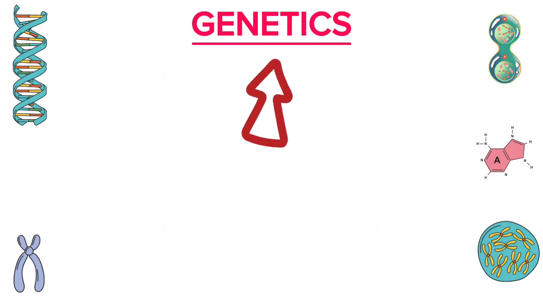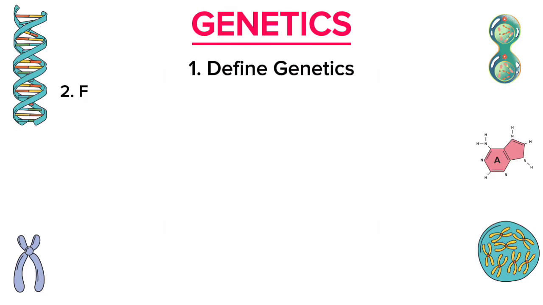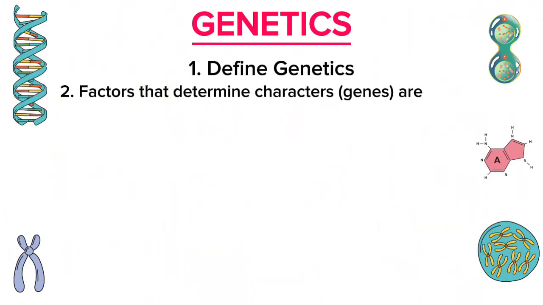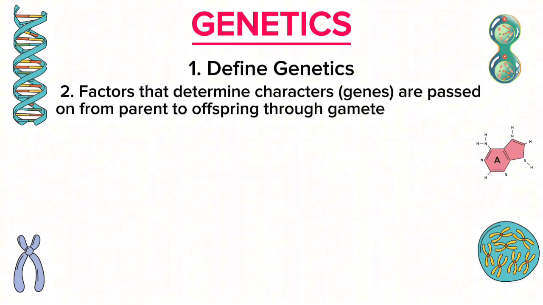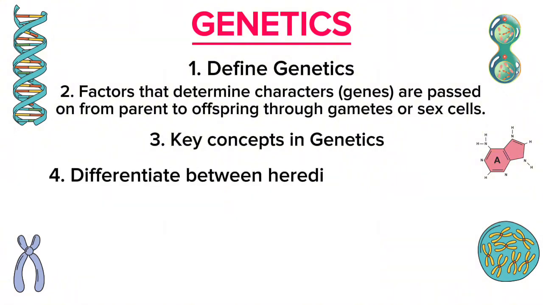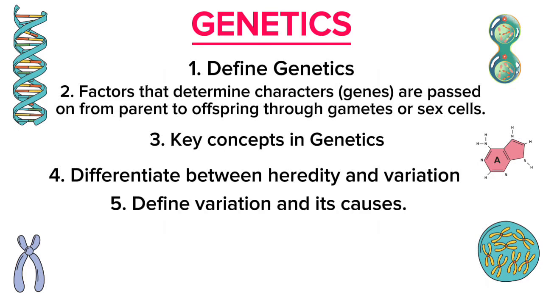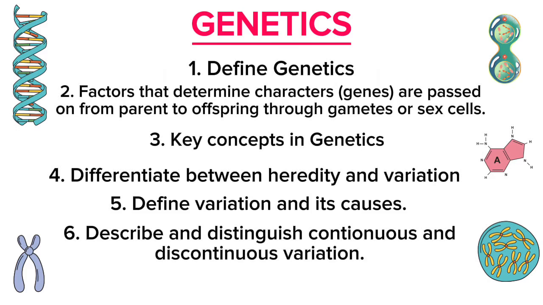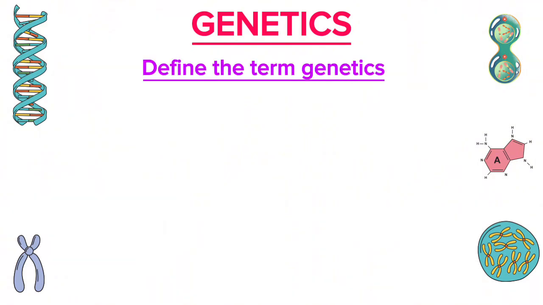Believe me, at the end of this lesson, you will be able to define genetics, denote the factors that determine characters or genes that are passed on from parent to offspring through gametes or sex cells. You'll also be able to explain key concepts in genetics, differentiate heredity and variation, define variation and its causes, and lastly, describe and distinguish continuous and discontinuous variation. So, let's begin. The first question is, define the term genetics.